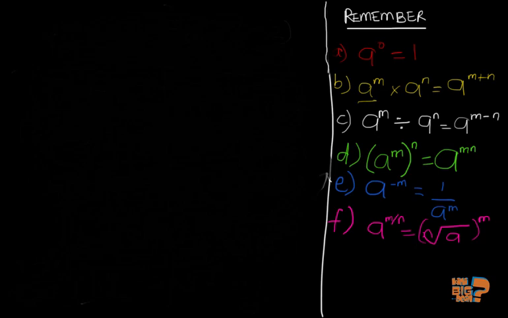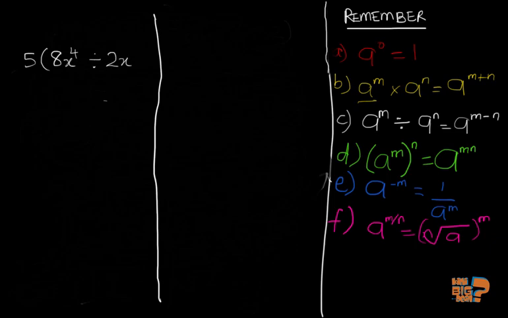Now let's have another example. Let's say you're given something like, for example, an expression like, okay, let's rule this so we can have our rough work here. You're given to do 5 into 8x raised to power 4 divided by 2x raised to power 6.